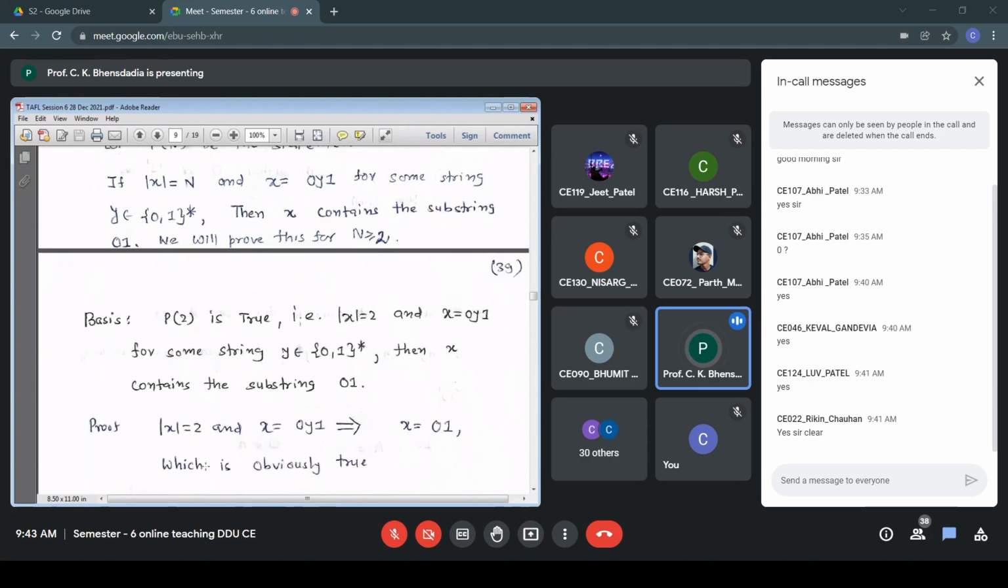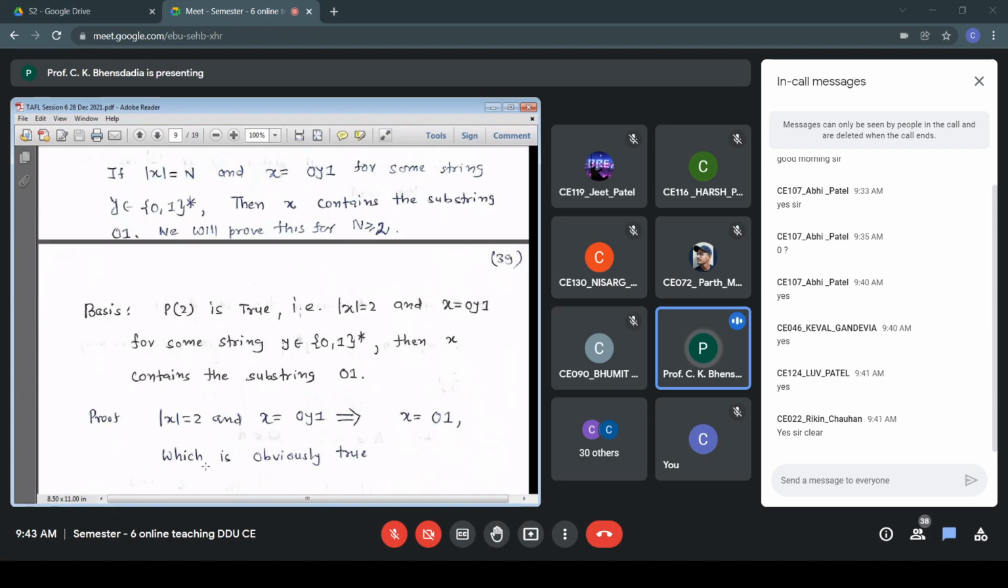Length of x equal to 2, x equal to 0y1 implies y is null and x is equal to 01. Length of null is 0. So 0 null 1, that is 01. Therefore x contains the substring 01. That is obvious.